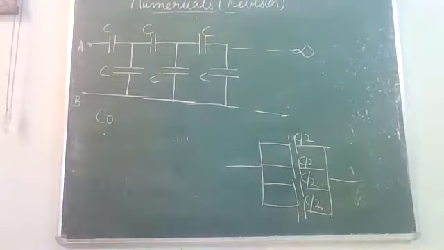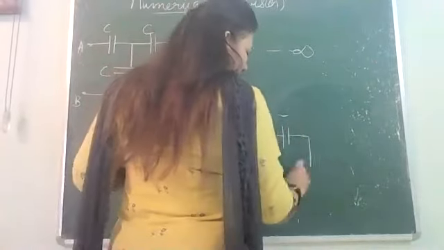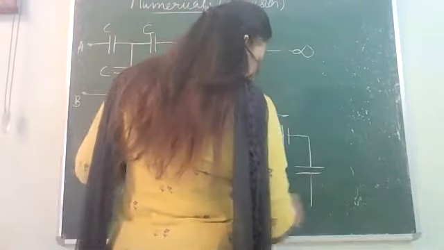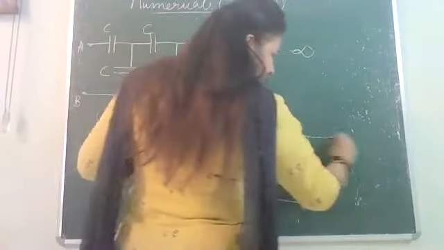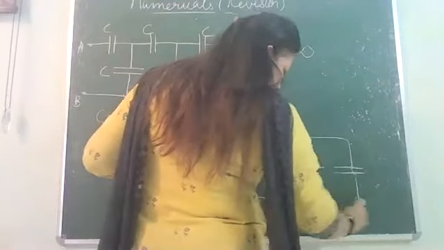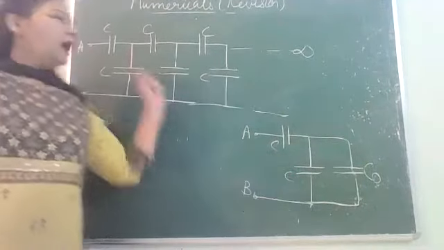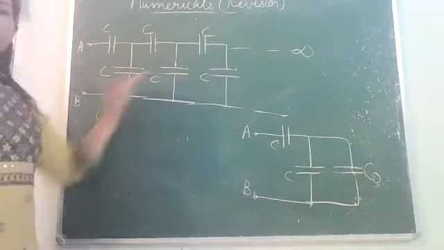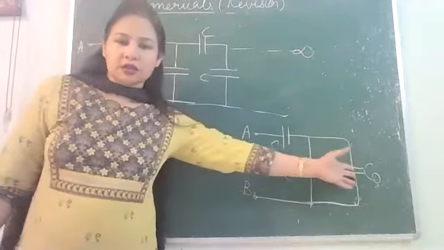So we can reduce this network to 1 unit that is being repeated over and over, and the remaining capacitance we'll be connecting here in parallel. So this circuit we will reduce to this. And what is the capacitance of the infinite network? Let us say that is C naught. So 1 unit plus C naught.